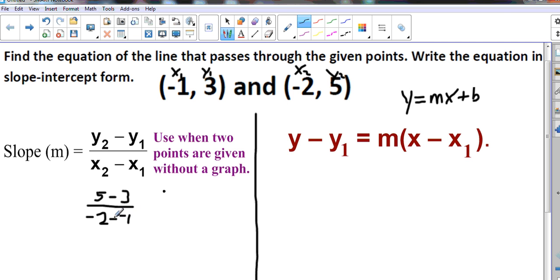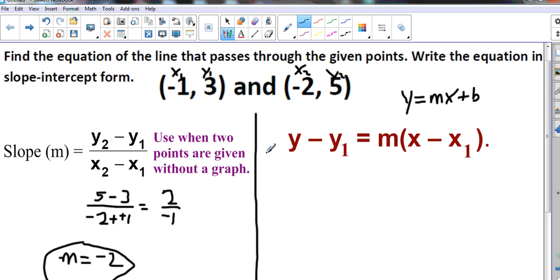Anytime you have back-to-back negatives, they become positive. Just use keep change change to see that. They just become positive. So 5 minus 3 is 2, and -2 plus 1 is -1. 2 divided by -1 makes the slope -2. So this is a line that will go down from left to right.